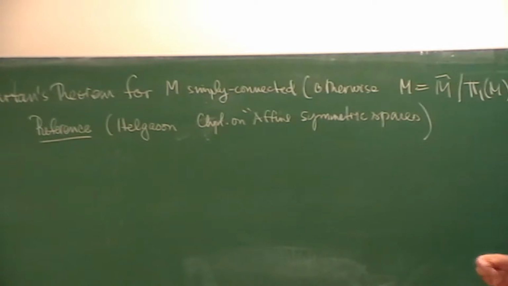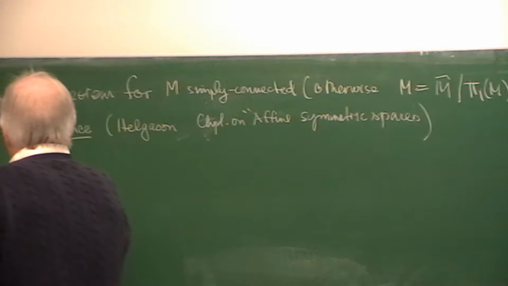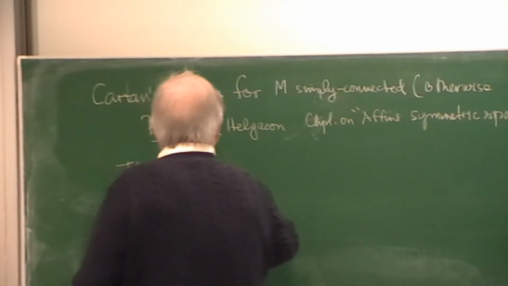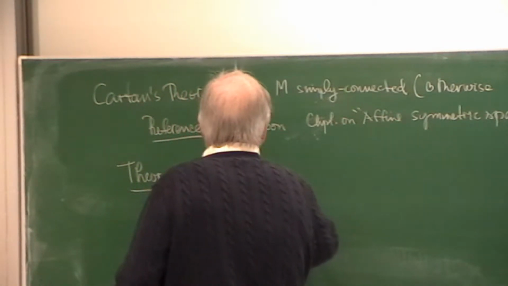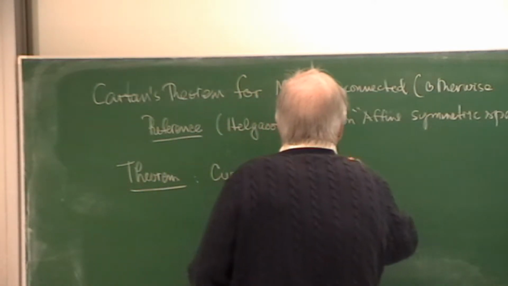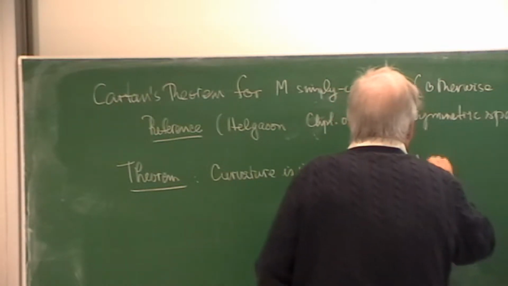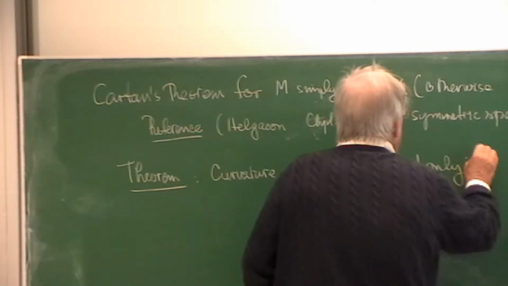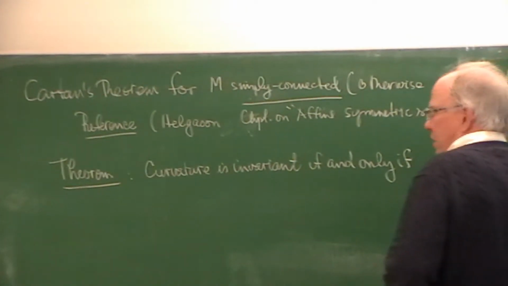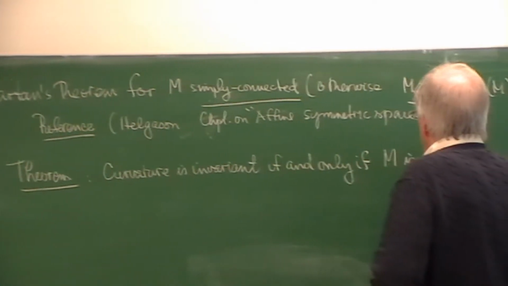Here's the theory. Curvature is invariant as above, if and only if... so again, I'm assuming it's simply connected. Otherwise, it's only a local statement. If and only if M is a symmetric space.